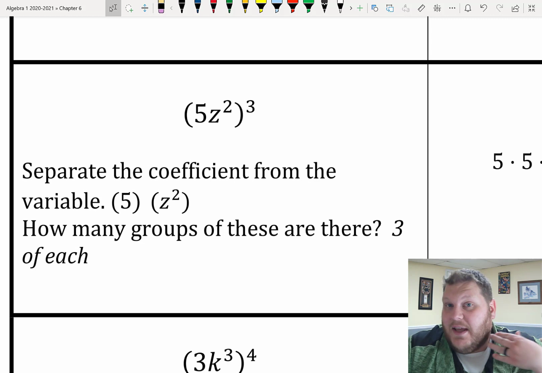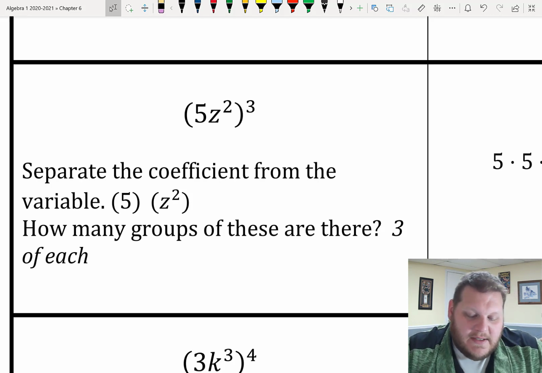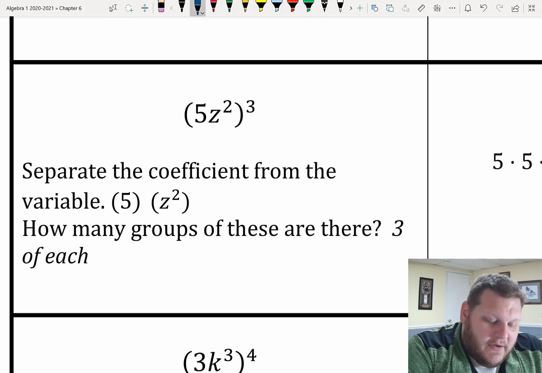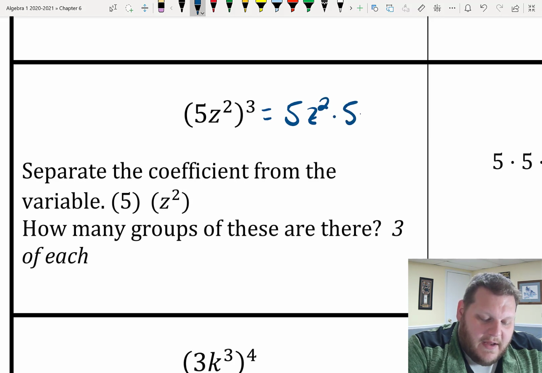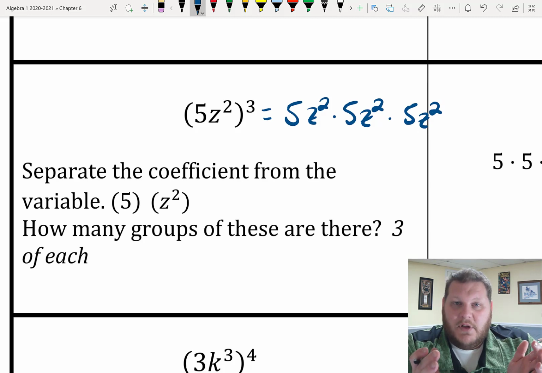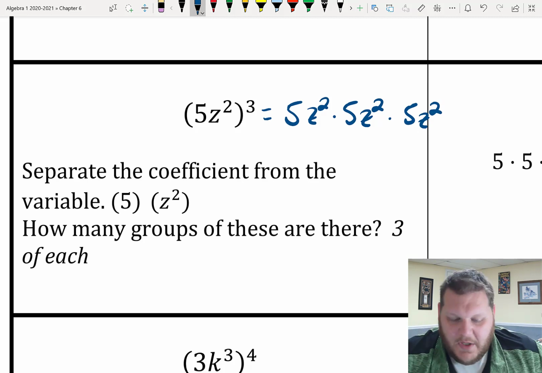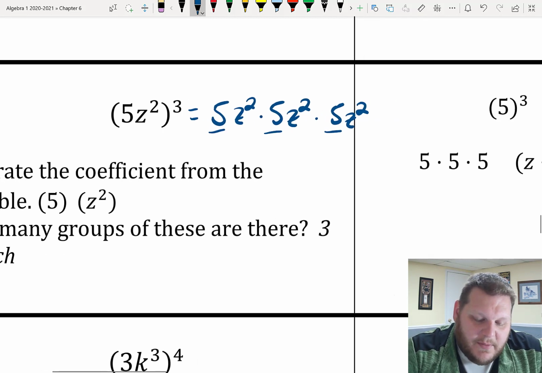This one gets a little bit more complicated as well because now I have two different things inside my parenthesis. So if I was going to expand this all the way out, I have 5z squared to the 3rd power, which means I have 5z squared times 5z squared times 5z squared. Because that exponent of 3 on the outside tells me that everything inside my parenthesis gets multiplied together 3 times. So that means I have 1, 2, 3 5s that I'm going to be multiplying together.